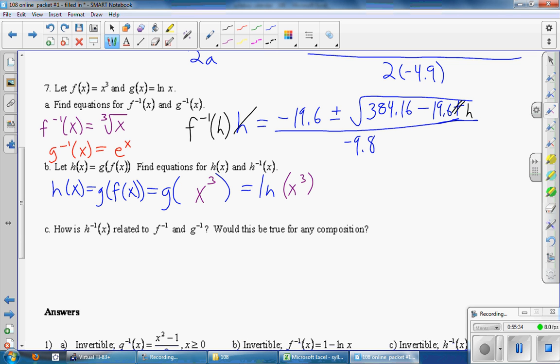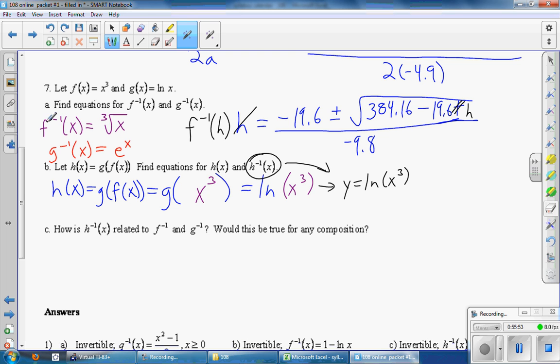Okay, fair enough. Then we want the equation for h inverse of x. So let's see if we can do this. Now that we've got h, we can find h inverse. So I'm just going to copy this guy. I'm going to call it y equals ln of x cubed, just swapping out the h of x and calling it a y. That's our first step. Then we'll interchange the x and the y. And then solve for y.